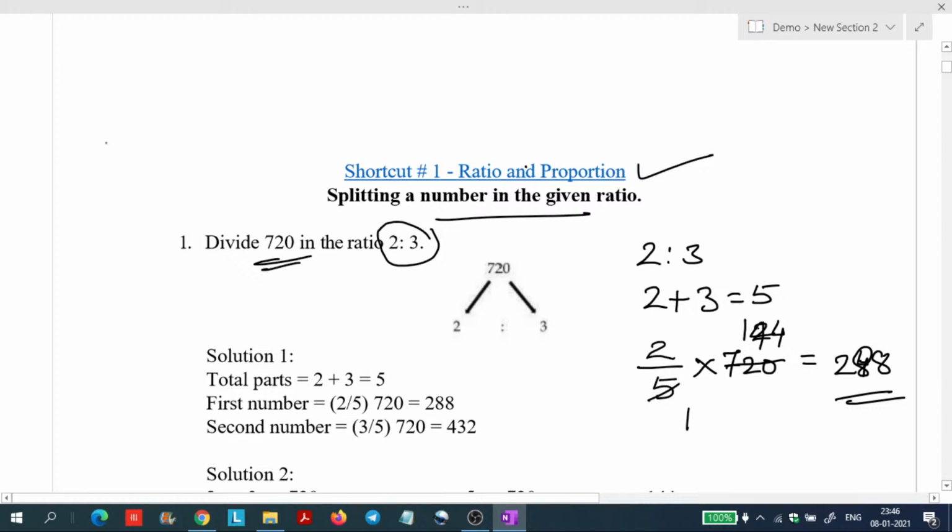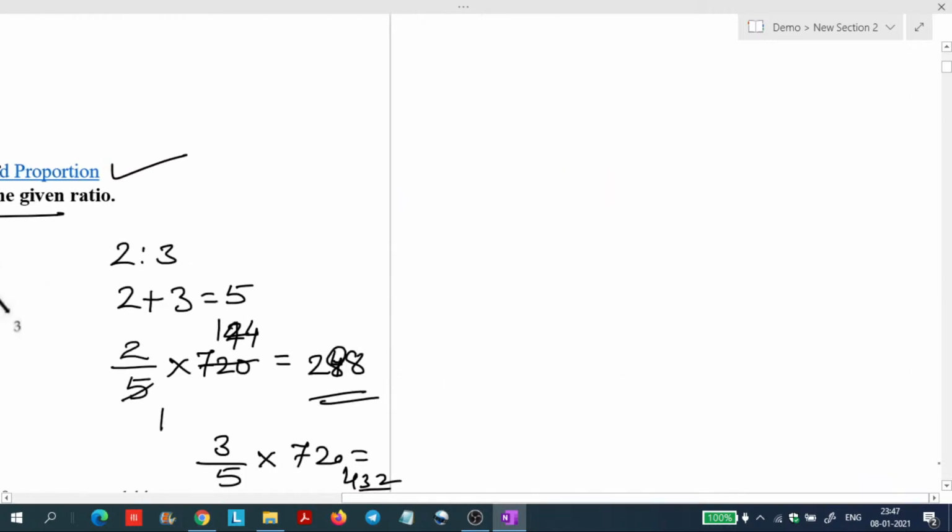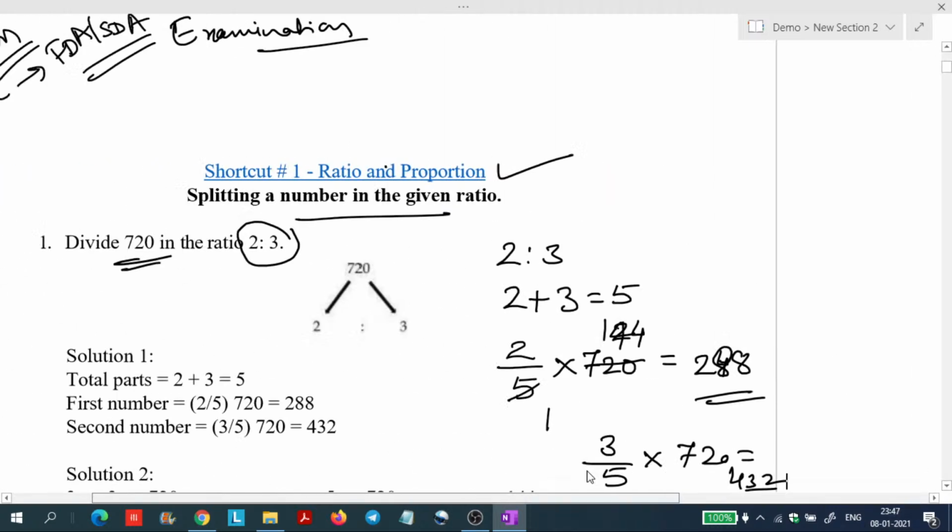This session will be helpful for the Karnataka KPSC, FDA, SDA examinations. Okay, similar to that, 3 by 5 into 720, that will be 432.